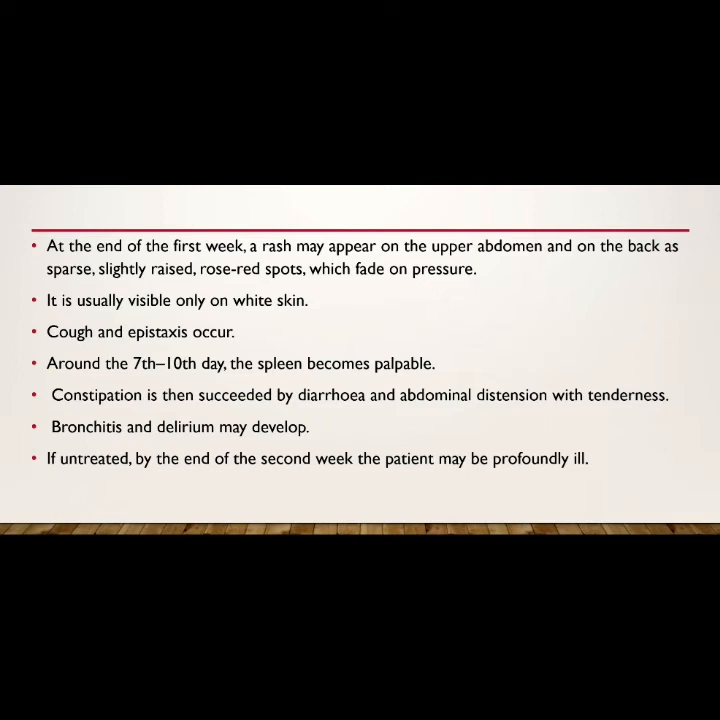Around the 7th to 10th day, the spleen becomes palpable. The patient may develop splenomegaly. Constipation is then succeeded by diarrhea and abdominal distension with tenderness, so the bowel habit will also change. Bronchitis and delirium may also develop. In an untreated patient, at the end of the second week, the patient may be profoundly ill.